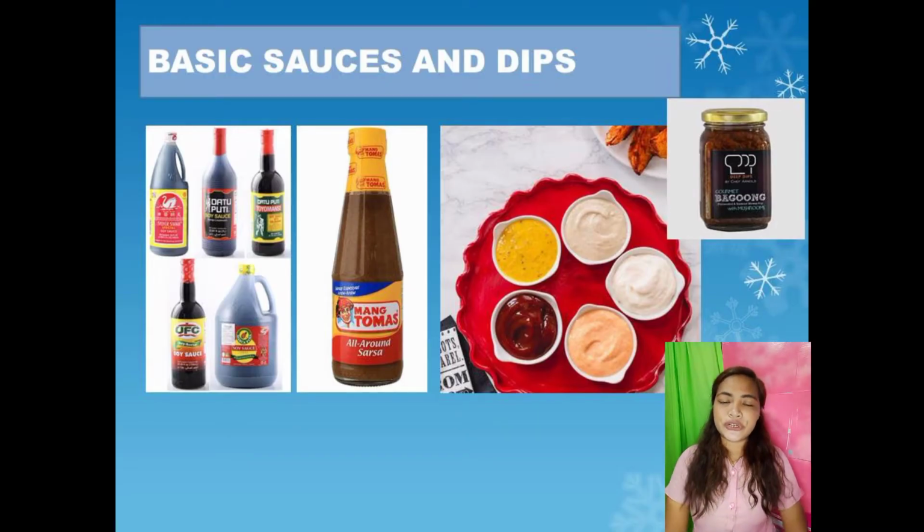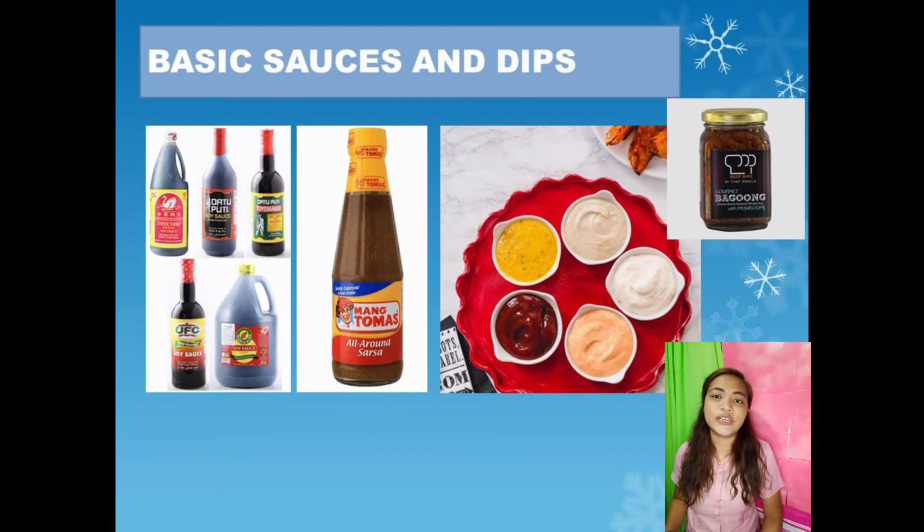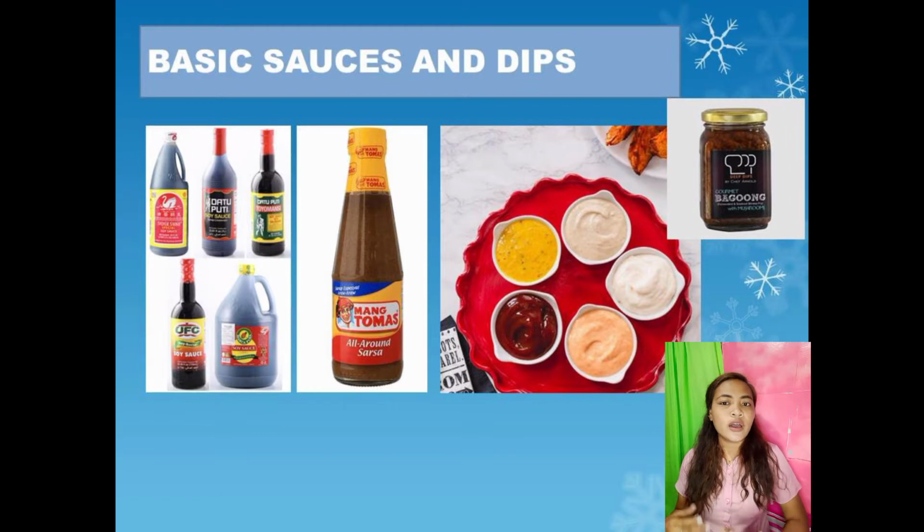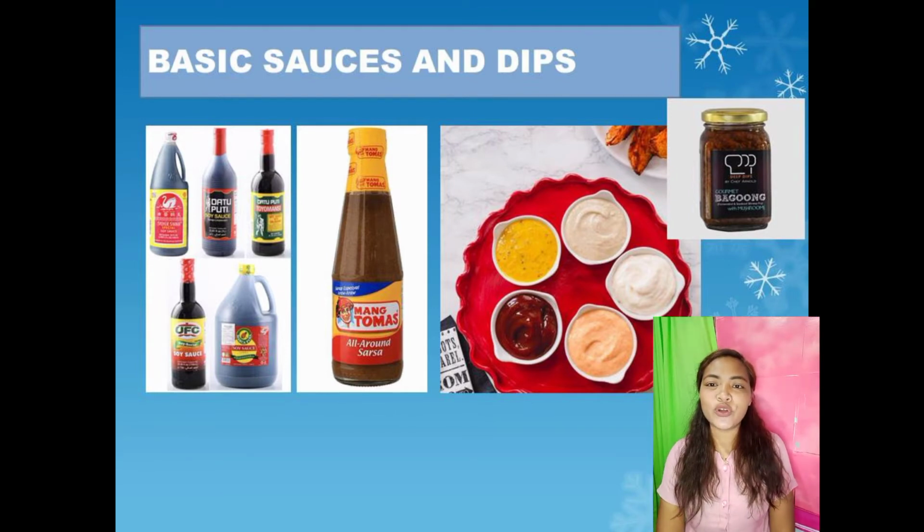Okay, what can you observe in the pictures? So basically, these are sauces and dips that are common in our country or in our locality. So first, we have the soy sauce. And then, damang tomas. So, lagi natin yung ginagamit kapag tayo ay mga lechon, lechon manok or something. And then, we also have the bagoong. So, originally, bagoong was originated in the northern part of Pangasinan.